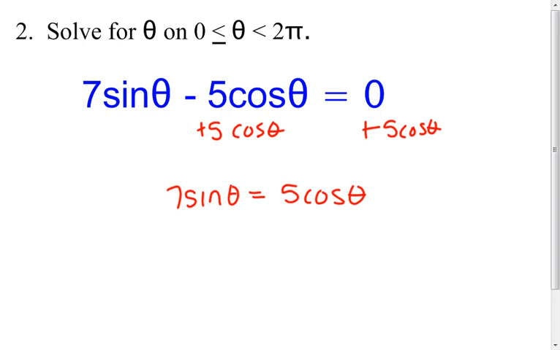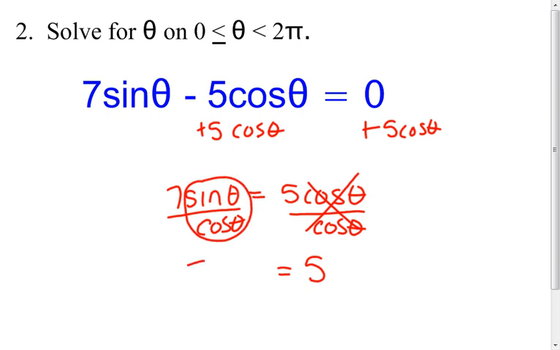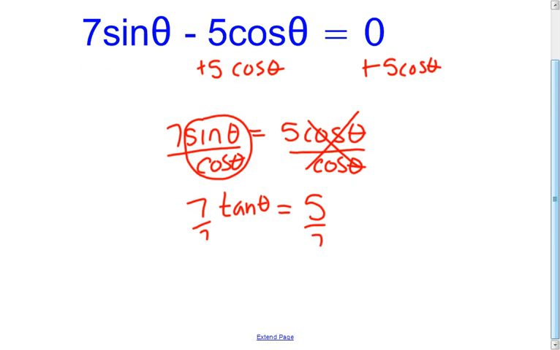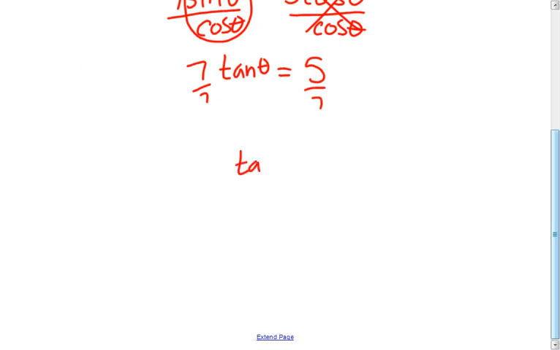Okay, still have two trig functions in here. I already had everything on one side and I couldn't factor it out, so really your only choice is to divide both sides through by something. I am going to divide both sides through by cosine. My cosines are going to drop. And then I will have sine over cosine, which is tangent. So now I'm down to one trig function, which is good. I will divide by 7 here. And I get tangent of theta is 5/7.